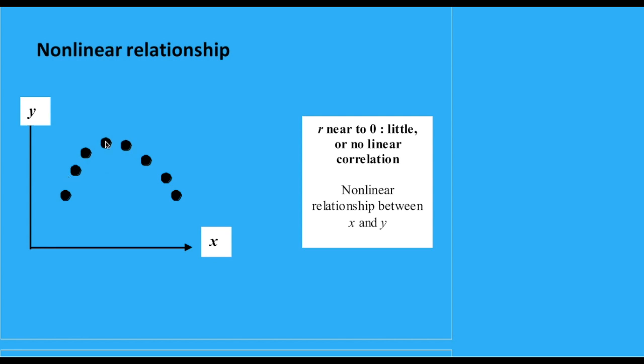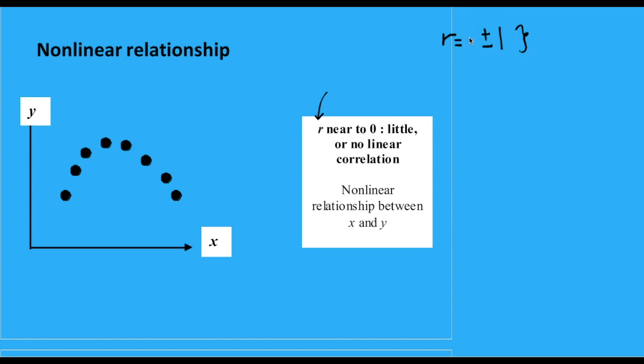And here we have a quadratic relationship between x and y. Thus, our correlation coefficient, R, would be very close to 0, and we interpret that as very little or no linear relationship between x and y. This is how we interpret the values of R.